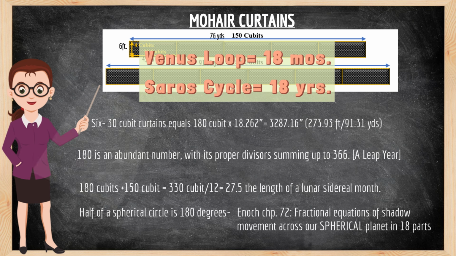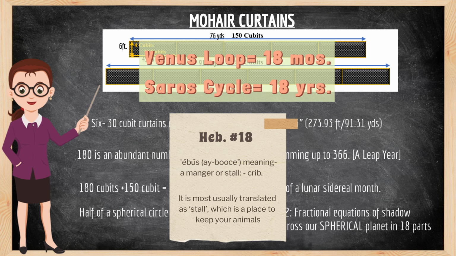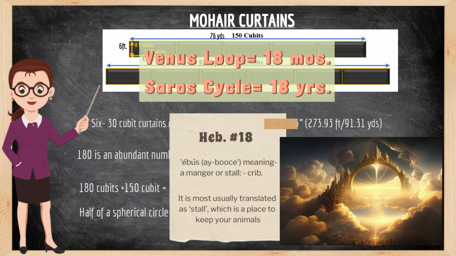So I looked up the Hebrew word H18 in the concordance, and this word is Abus. And Abus means a manger or stall, a crib. It is most usually translated as a stall, which is a place to keep your animals. And kind of funny if you think about it, the gates of New Jerusalem create a stall to keep the livestock, or us, in. Or, if you rather, a crib for his children.